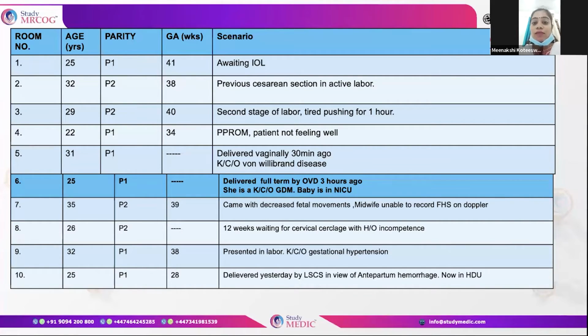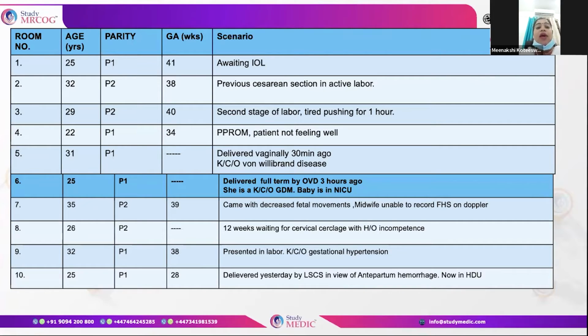May I know? The thing is, her blood sugars are well controlled and she was on insulin, but the baby had hypoglycemia. So for further monitoring, they have shifted the baby to the NICU. Okay, once my urgent rooms have settled, I shall talk to the pediatrician regarding the baby and know about the condition of the baby.